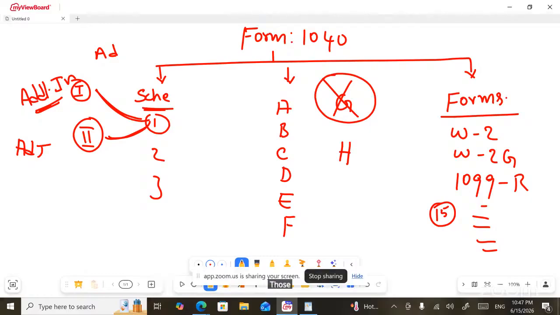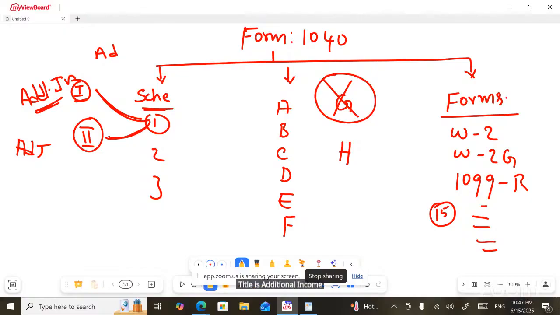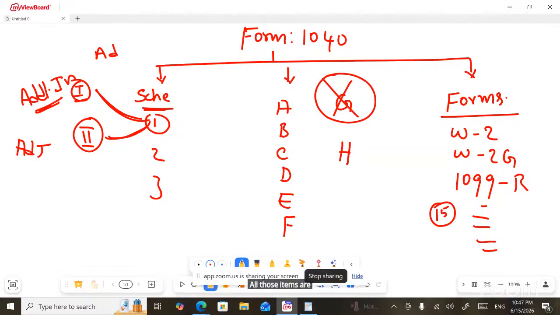Those incomes which are not directly reported in 1040, another supplementary place is provided. That supplementary place is called schedule number 1, part number 1. The title is additional income, so those items you need to write in additional income. There also, names of various types of incomes will be provided. All those items are to be included first in schedule number 1. That total list we again bring to form number 1040, line item number 8.